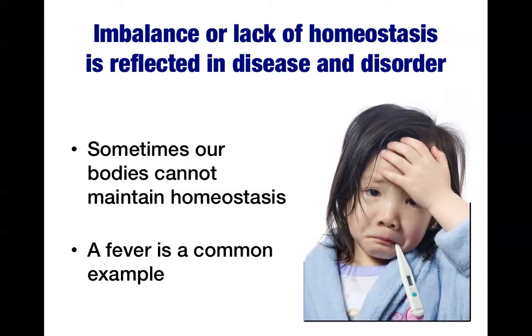In the examples we have covered so far, you may have noticed that the response is only activated until the balance is restored. At that time, it is shut off. If you are hot and you begin to sweat, you do not continue to sweat forever, but rather you'll stop once your body temperature is returned to the set point of 37 degrees C. This type of control mechanism is known as negative feedback.